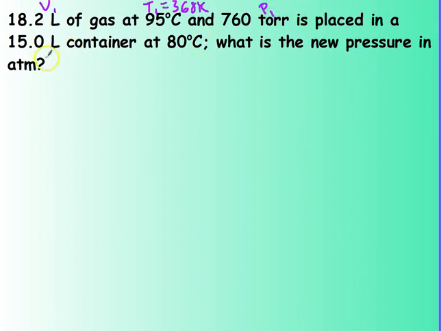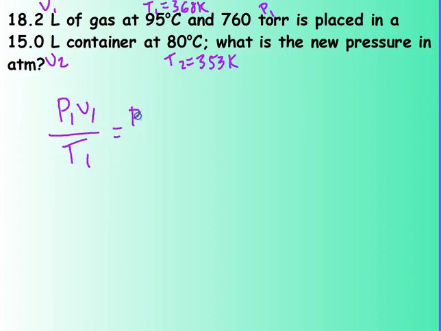It's placed in a 15 liter, volume 2. This would be temperature 2. 80 plus 273, and I got 353 Kelvin. What is the new pressure? So we'll write the combined gas law. You should have done this already.